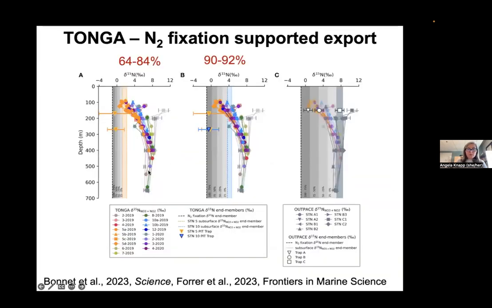And so the results that we have now, I'm showing you profiles of water column nitrate delta N15 and the delta N15 of sediment traps. So again, results of delta N15 budgets that I did with them.